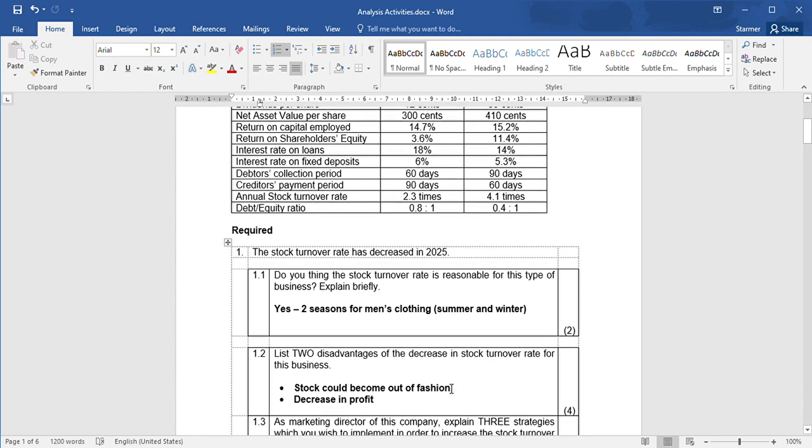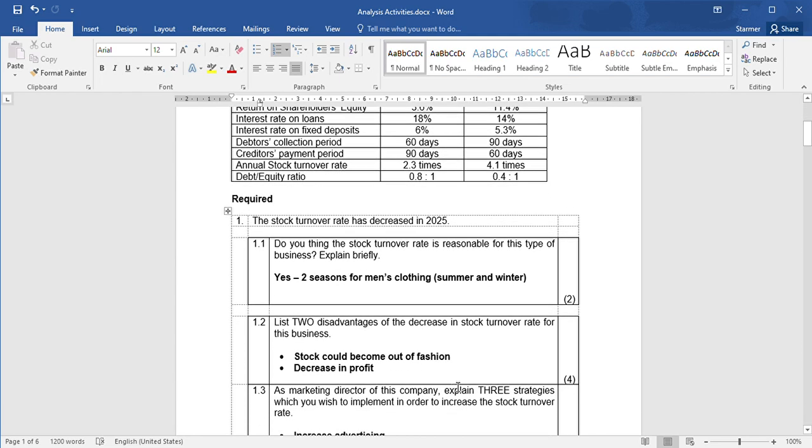And then 2 disadvantages of the decrease in stock turnover rate. If stock turnover rate decreases, it means you've sold less. And if you've sold less, you may be struggling to move your stock, and therefore stock could become out of fashion. And because you're selling less, that will also lead to a decrease in your profits.